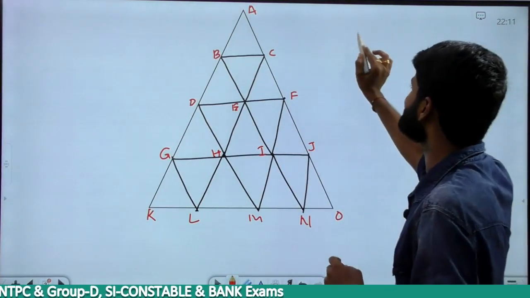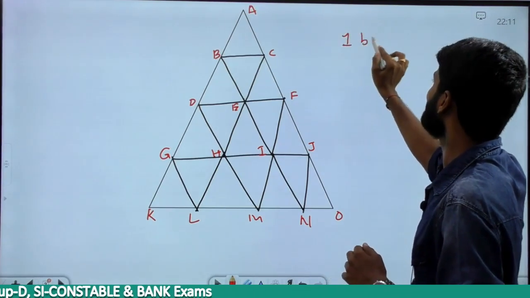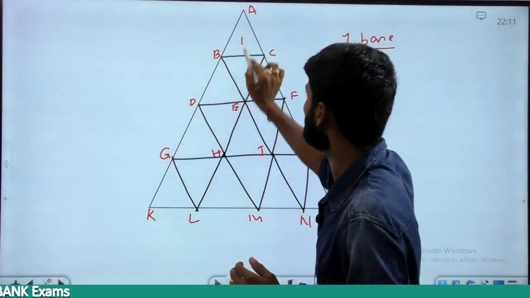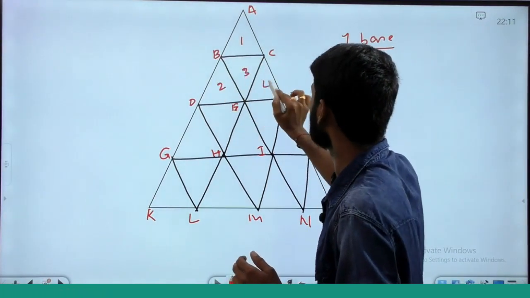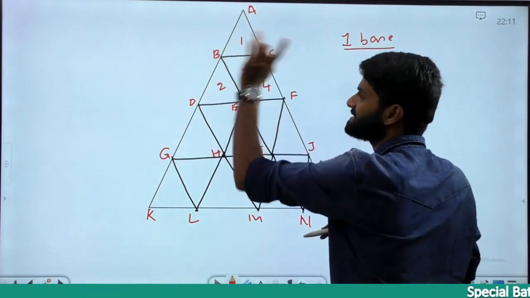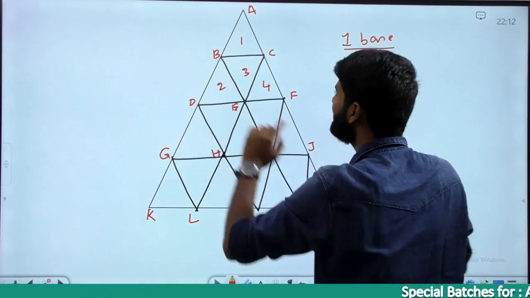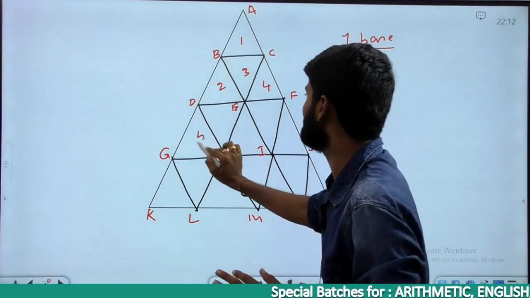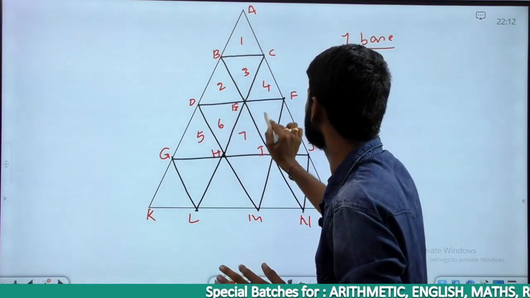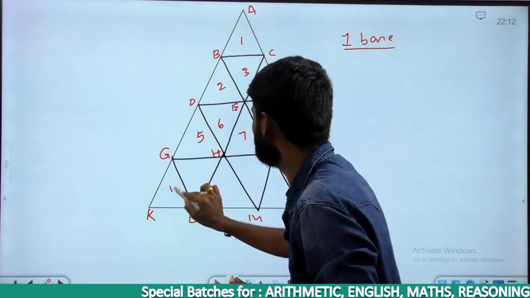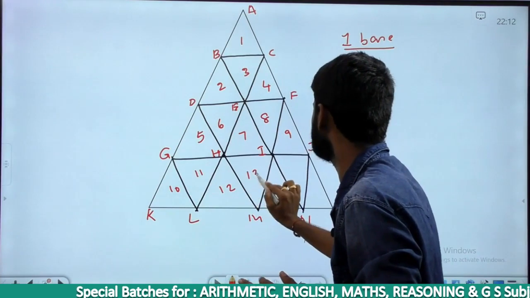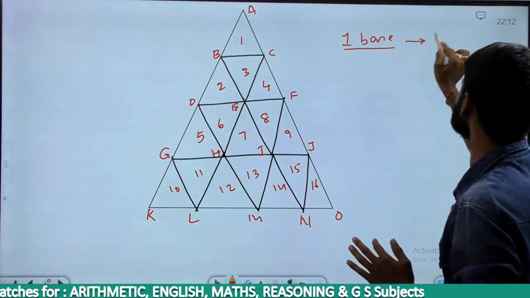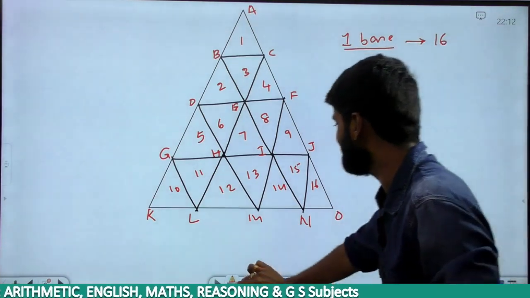First of all, I concentrate on one-base triangles. In total, how many one-base triangles are there? ABC is a one-base triangle, BDE is a one-base triangle, CEF is a one-base triangle. In this way, just count how many there are in total. Clear? 9, 10, 11, 12, 13, 14, 15 and 16. The total one-base triangles are 16.